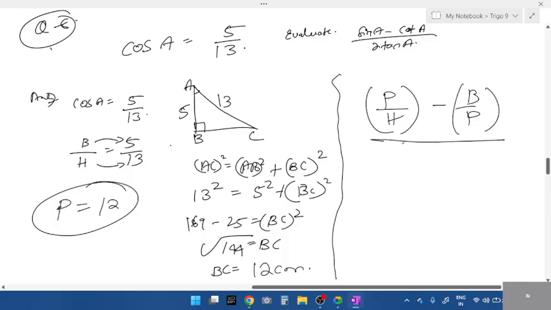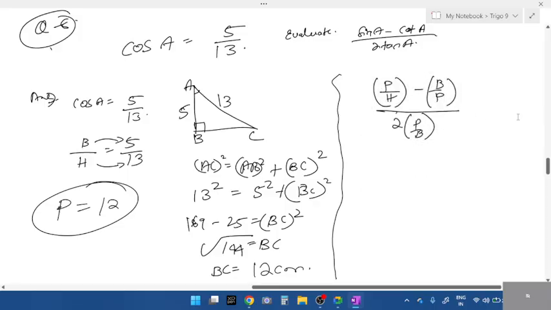Then write the formula. We have the values, so you can just write the formula. 2 into tan A. Perpendicular by base. Perpendicular is given, base is given, hypotenuse is given. Substitute the values. 12 divided by 13 minus, sorry, 5 divided by 12, divided by 2 into perpendicular by base, 12 divided by 5, right?